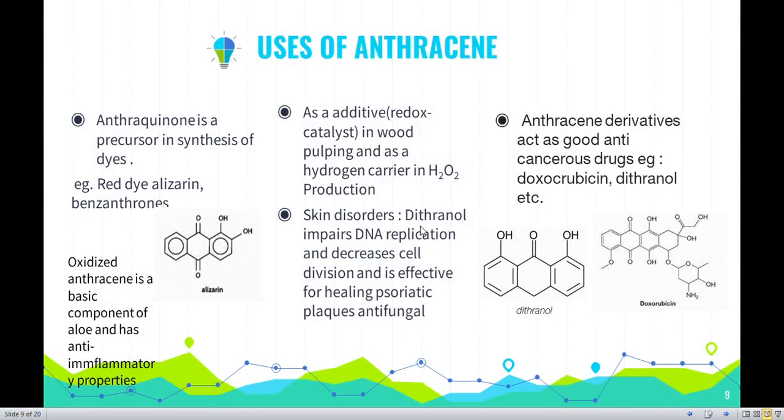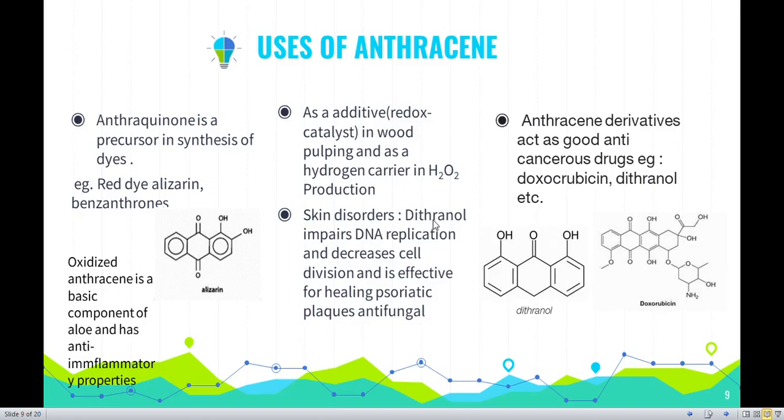Here are some of the medicinal uses of anthracene. The anthracene derivative anthraquinone is a precursor in the synthesis of dyes, red alizarine, which is also called mordant red 11, benzanthrones, etc. This is the structure of alizarine. Oxidized anthracene is a basic component of aloe and has anti-inflammatory properties. It is also used as an additive in wood pulping and as a hydrogen carrier in H2O2 production.